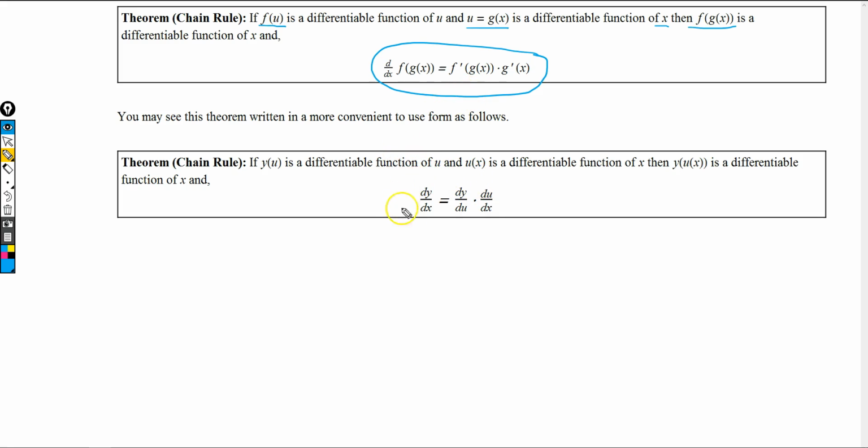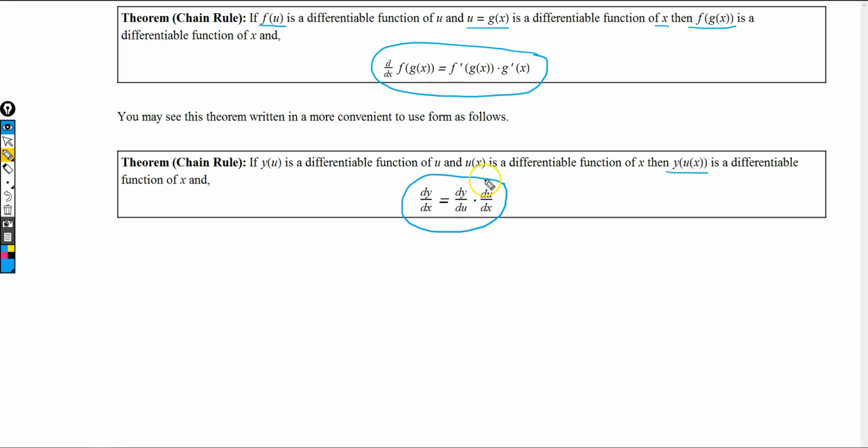Now, here's a different form of the chain rule down here, and this is the one we more commonly use, actually. So it states if y of u is a differentiable function of u, and u of x is a differentiable function of x, then y of u of x is a differentiable function of x, and here's the different form of the rule. dy dx equals dy du times du dx. Notice how these du's, you can think of them as canceling in a way, and you notice how this right-hand side here, you just get back dy dx, which is what we have on the left-hand side here.